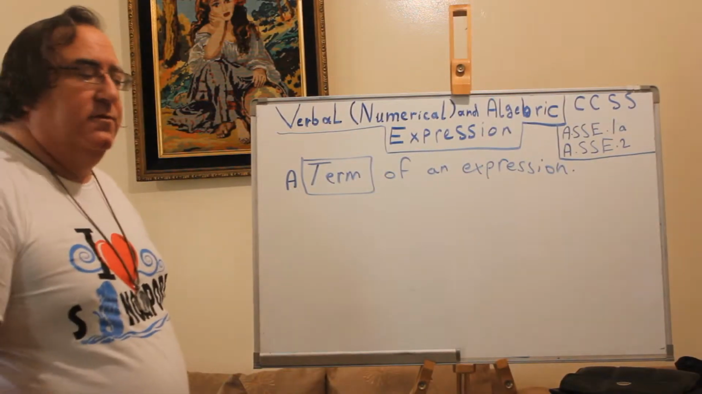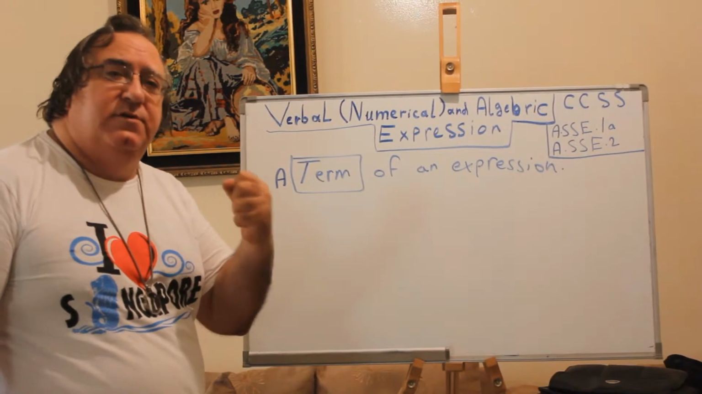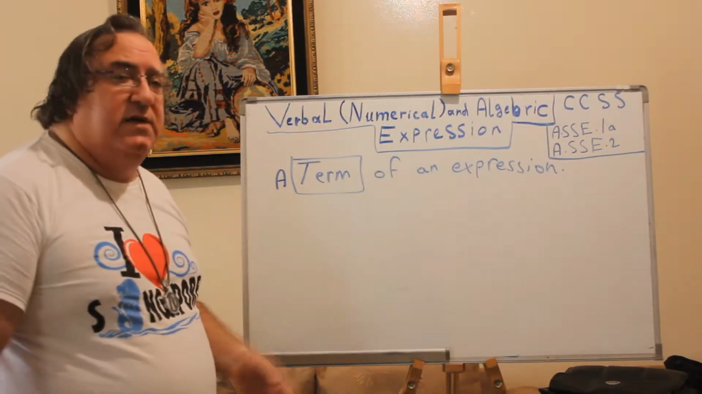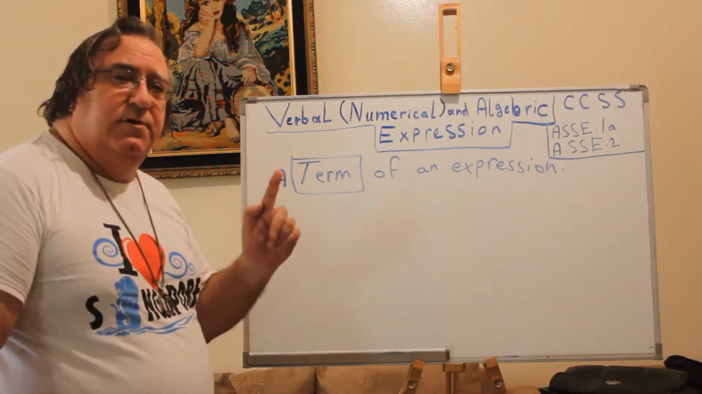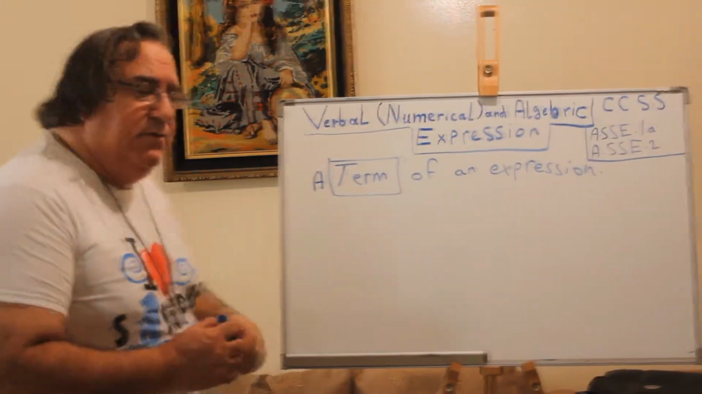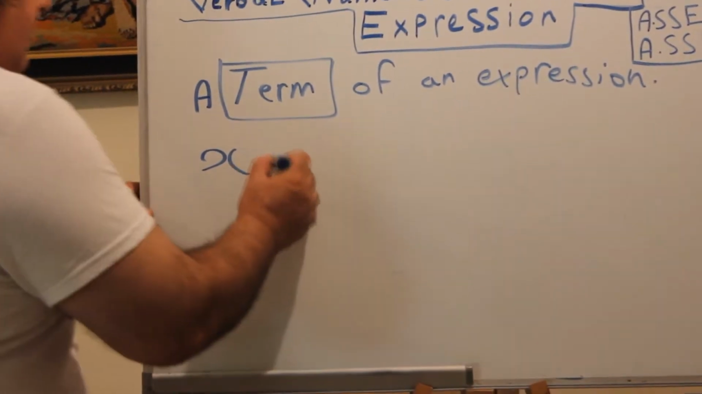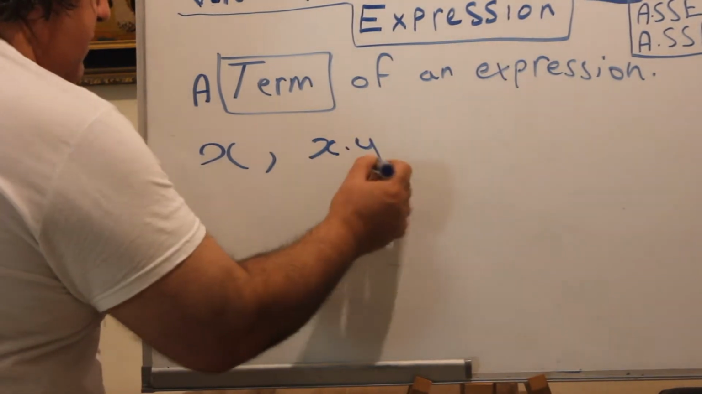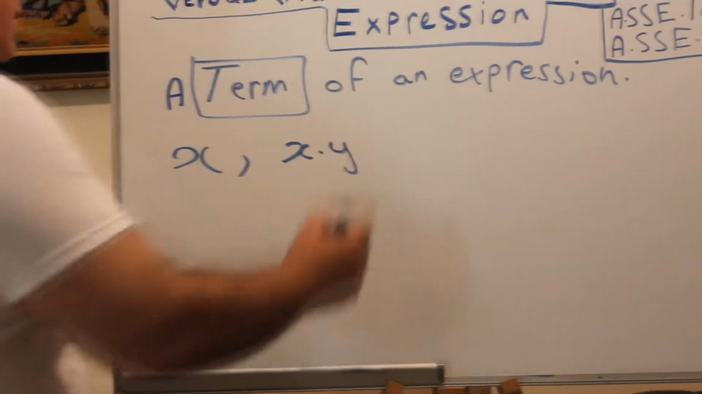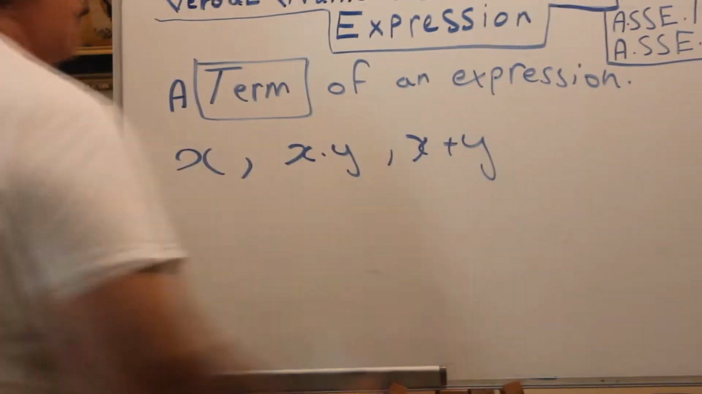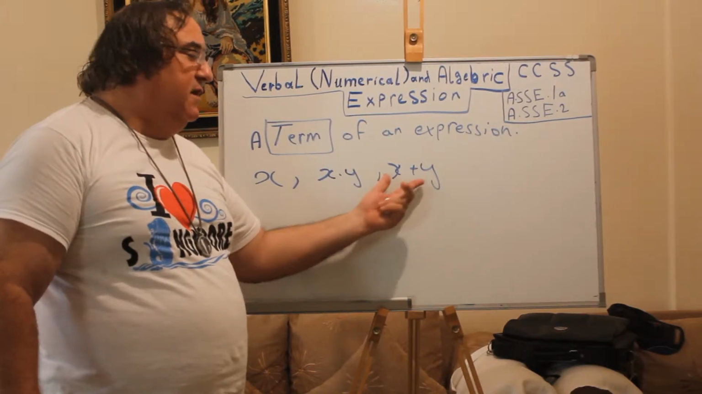Hi again. We are going to talk about a term of an expression. What does it mean, term of an expression? A term means one unit. It comes in the expression as an individual variable, an individual number, or two multiplied together. For example, when I say X, this is one term. When I say X times Y, this is XY, also one term. If I say X plus Y, then I have one term and another term, together two terms.